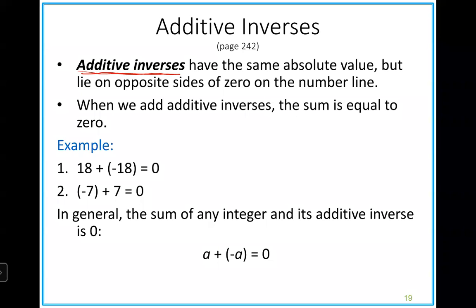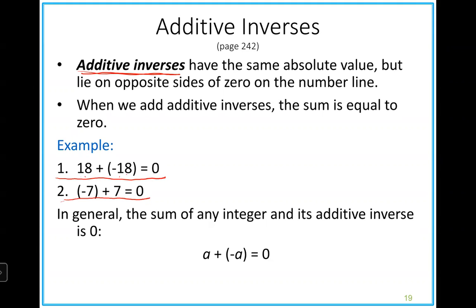So if you look at number 1, 18 and -18, those 2 are additive inverses. When you add them, you get 0. In the case of number 2, you have -7 plus 7. -7 is the additive inverse of +7. You add them, you get 0.